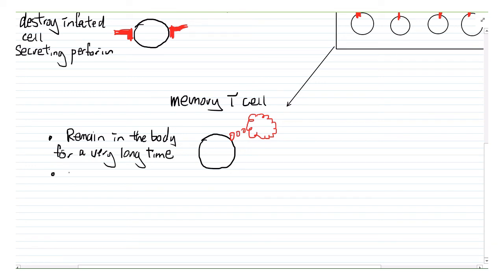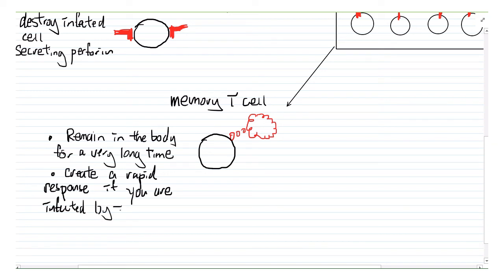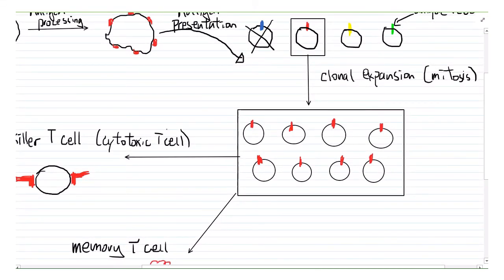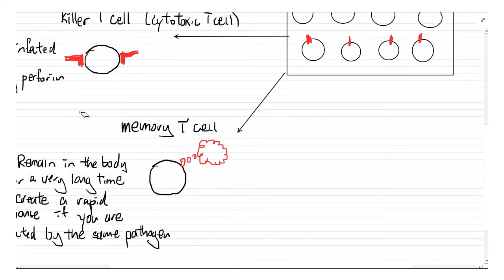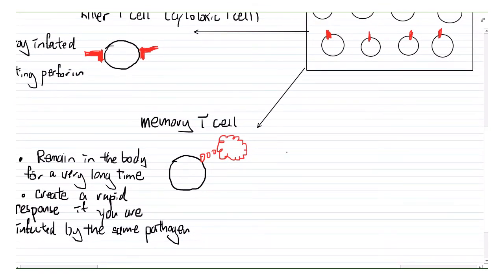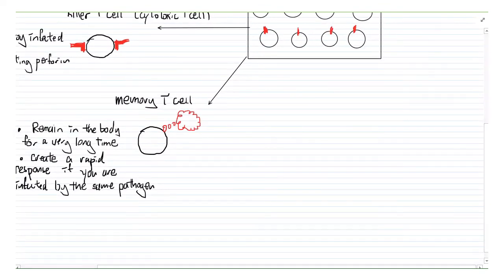create a rapid response if you are infected by the same pathogen. Okay, so next time if you get infected by this red pathogen again, then you don't have to go through this whole selecting process. Okay, you recognize it. You can skip directly to differentiating into the killer T cells and to help deal with it.